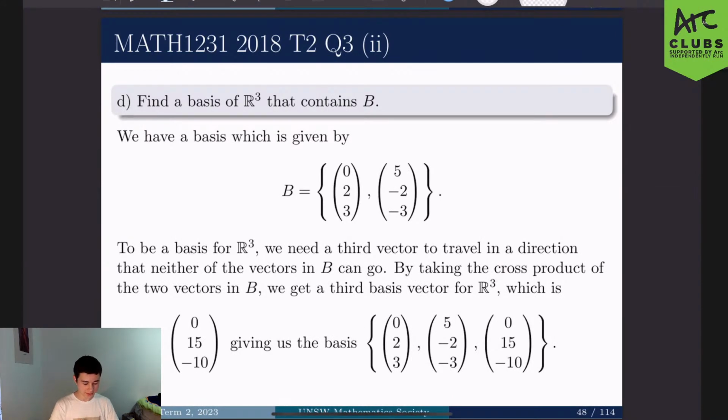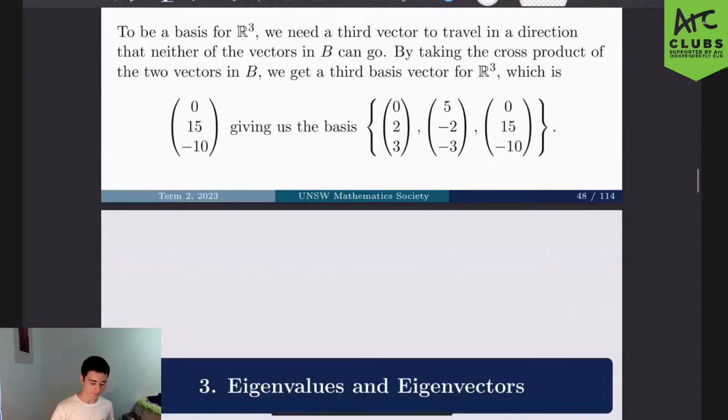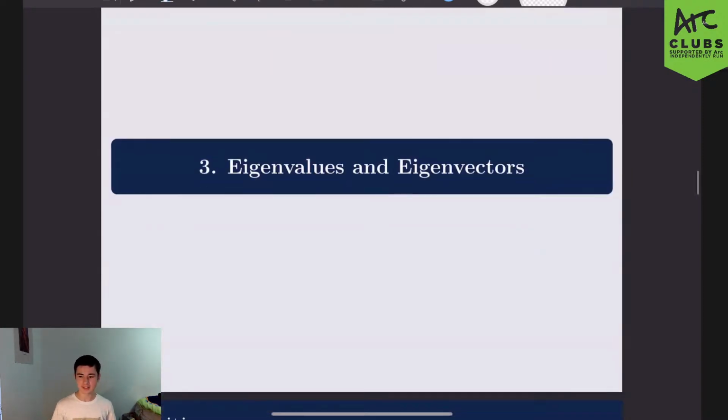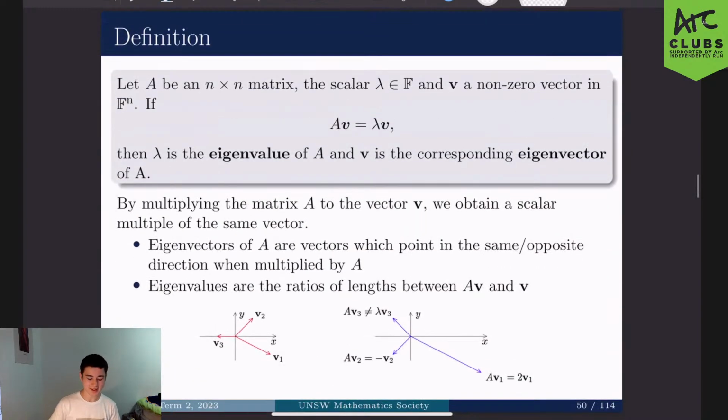Next is eigenvalues. We're going to speed through eigenvalues just a little bit because eigenvalues and eigenvectors are really one concept with many applications. If we have any questions, throw them in the comments. They'll get answered. So moving forward, what is an eigenvalue?